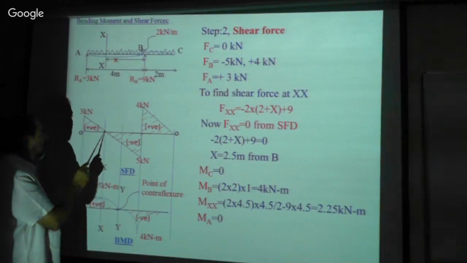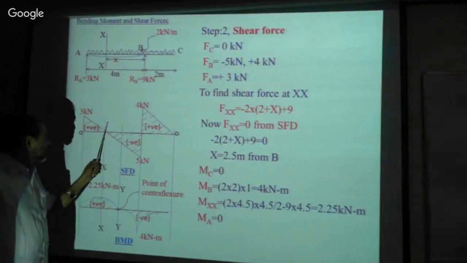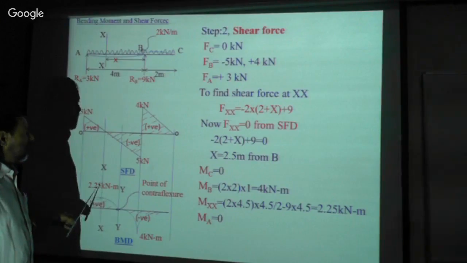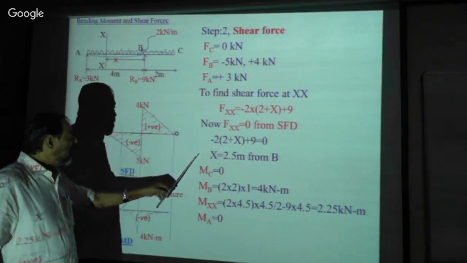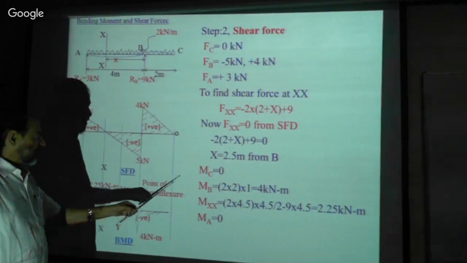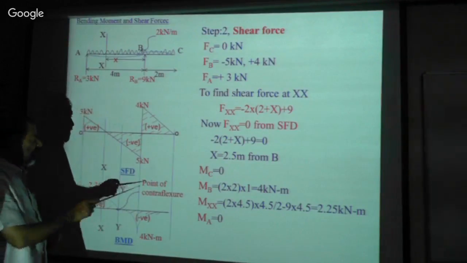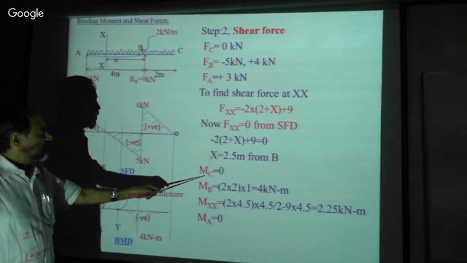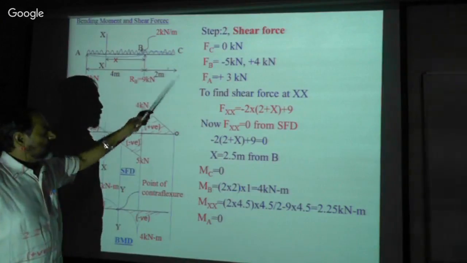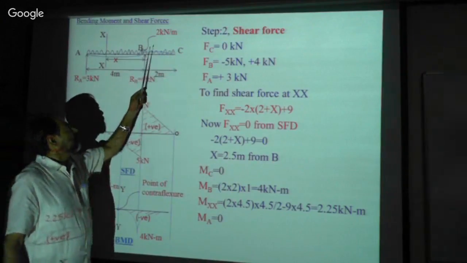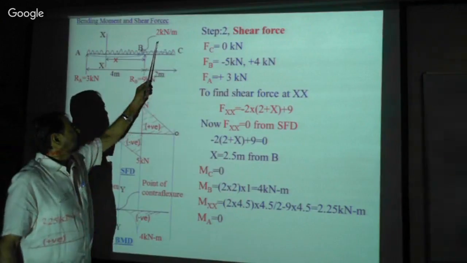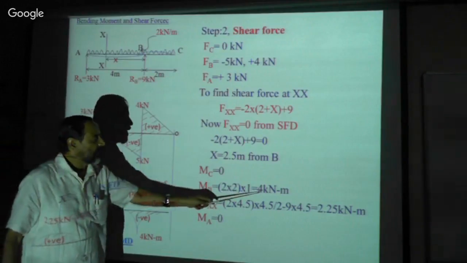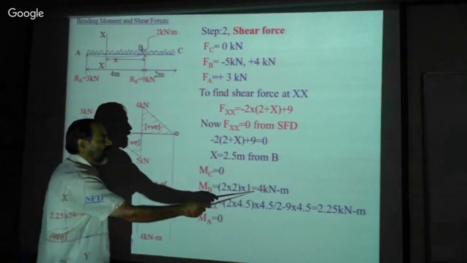Or this point. Therefore, we know that at this point the bending moment is maximum. Now let us calculate the bending moment at all the critical points. MC is equal to 0. MB is equal to 2 multiplied by 2, which is the load, acting at a distance of half of 2, that is 1. Therefore, the bending moment is 4 kilonewton meter.